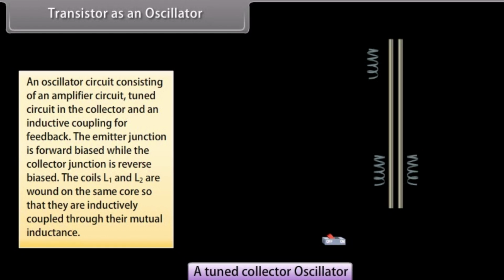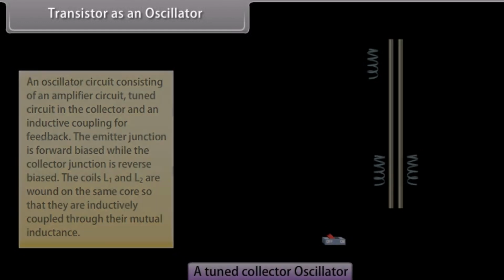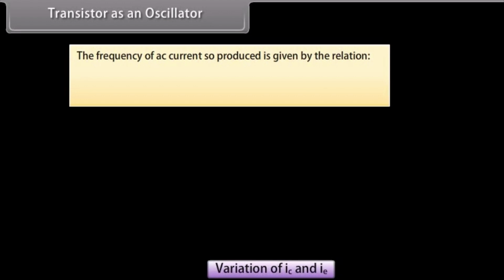On pressing the key, collector current suddenly starts flowing through L1. Consequently, a voltage is induced in coil L, which charges the capacitor C with such a polarity as to support the forward bias of the base emitter circuit. On reaching saturation, collector current stops varying, hence the induced EMF in coil L vanishes. The frequency of the AC current so produced is given by the relation f = 1/(2π) × 1/√(LC).